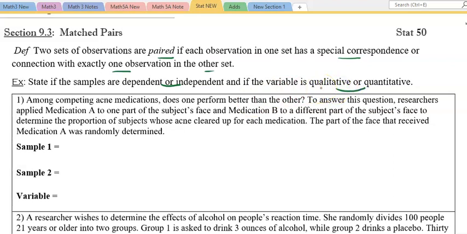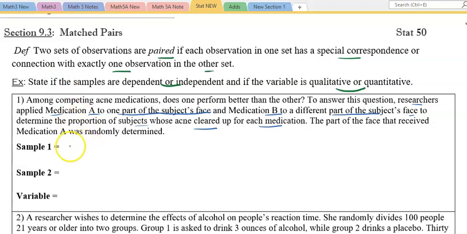So are you measuring quality or quantity? And do you think those two samples are dependent or independent? Among competing acne medications, does one perform better than the other? To answer this question, researchers applied medication A to one part of the subject's face and medication B to a different part of the subject's face to determine the proportion of subjects whose acne cleared up for each medication. The part of the face that received medication A was randomly determined.